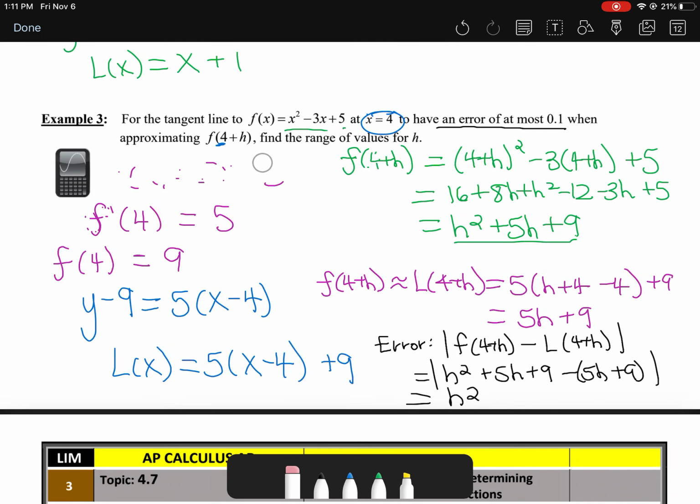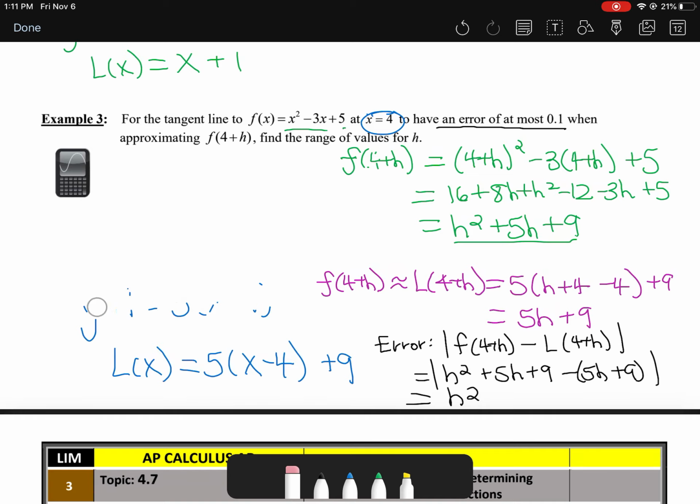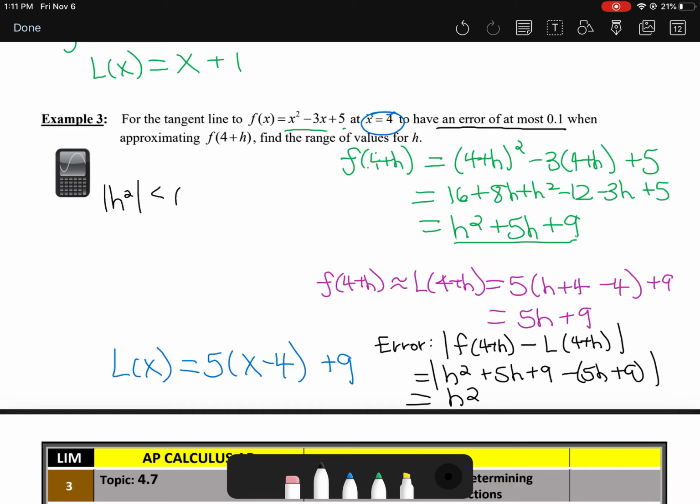Okay, so I'm just going to erase this a little bit, just to get a little bit more room, because I wrote way too big. I blame my pen not working for a while. Okay, so I have the error. Now remember, we need the error to be at most 0.1. So what that means is I'm going to take the absolute value of h squared. So at most means that's the biggest it can be, so it's less than or equal to 0.1.